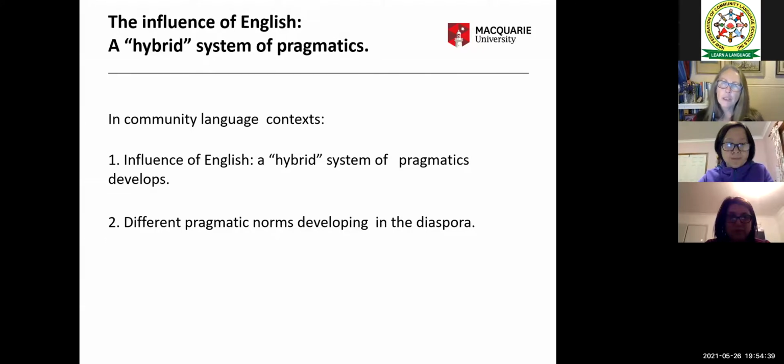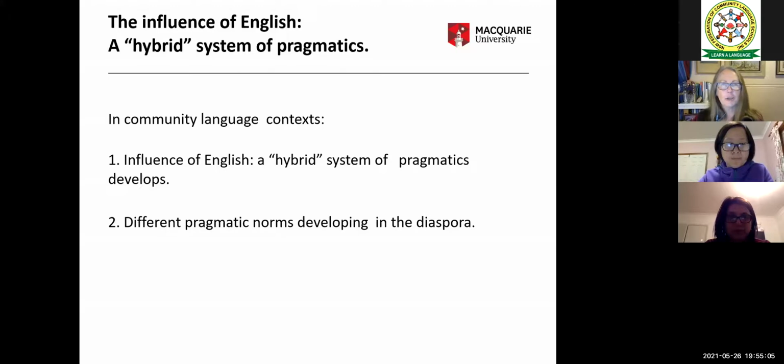And what it actually develops is a sort of hybrid system of pragmatics, where they're using half Chinese or half Arabic or half Greek or half Turkish and half English. And you'll find them, particularly as they get more advanced and they're trying to do more complicated things, making more mistakes.